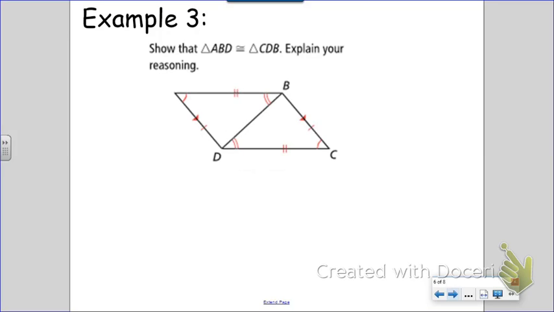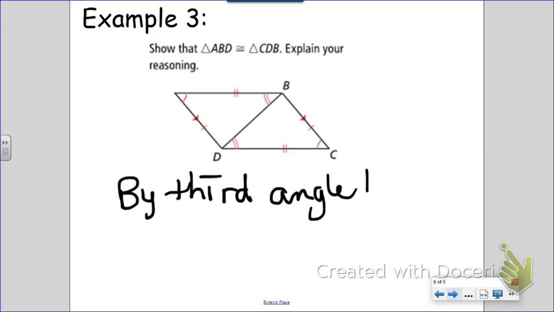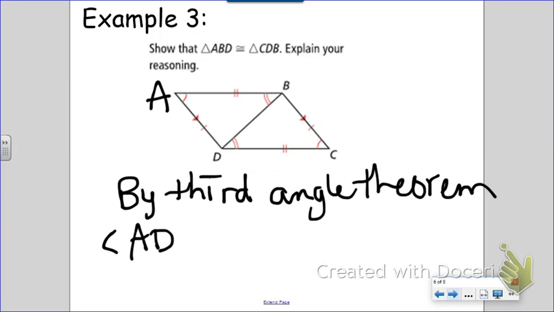Show that triangle ABD is congruent to triangle CDB. Explain your reasoning. Here's what we know by the third angle theorem. The other two angles, angle ADB is congruent to angle CBD.